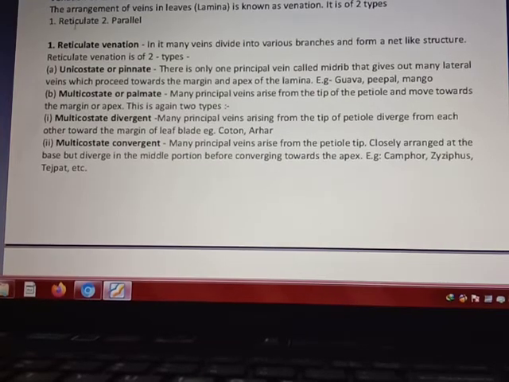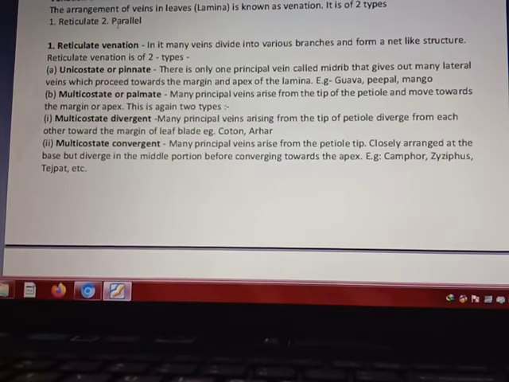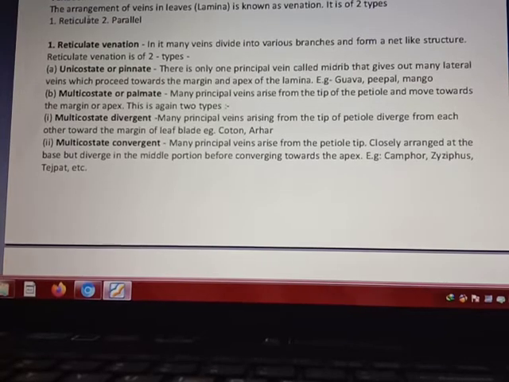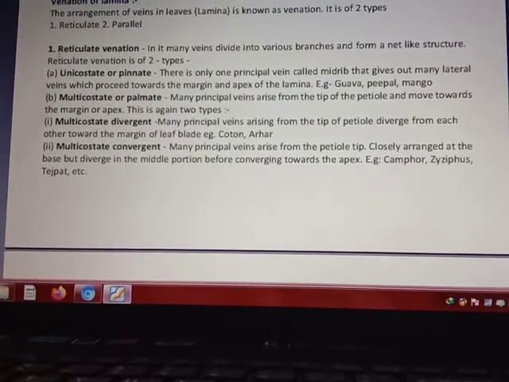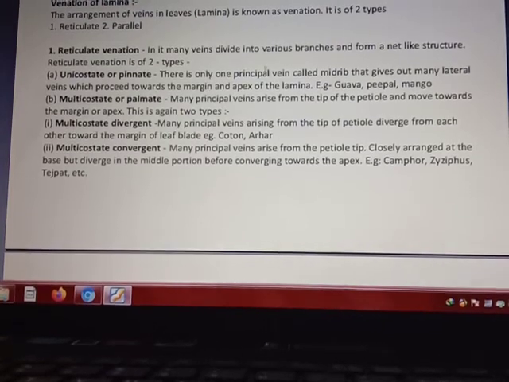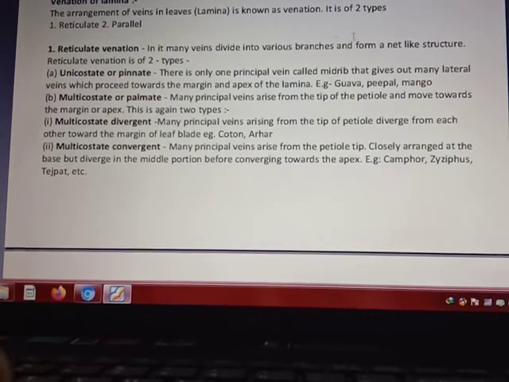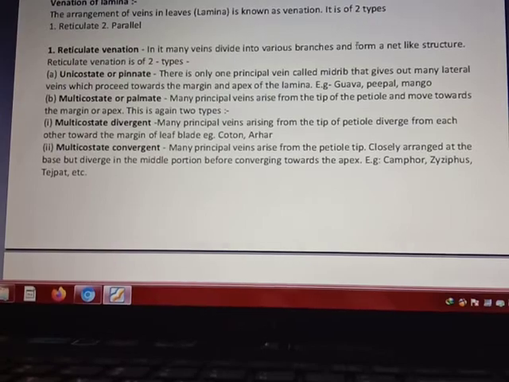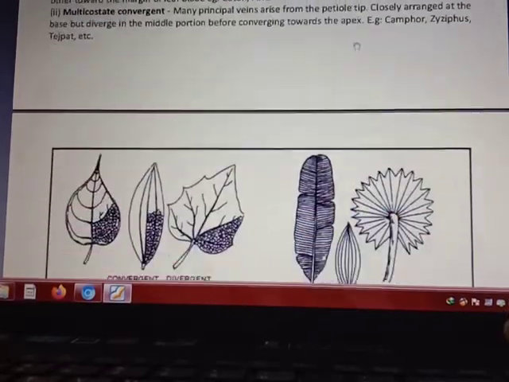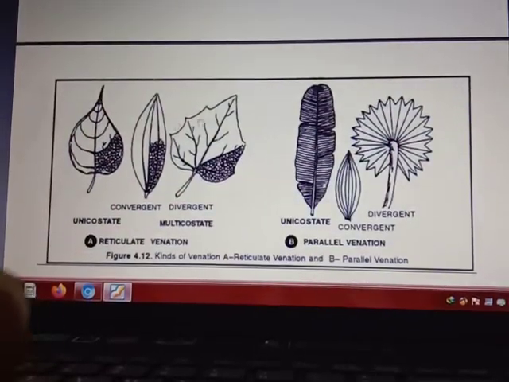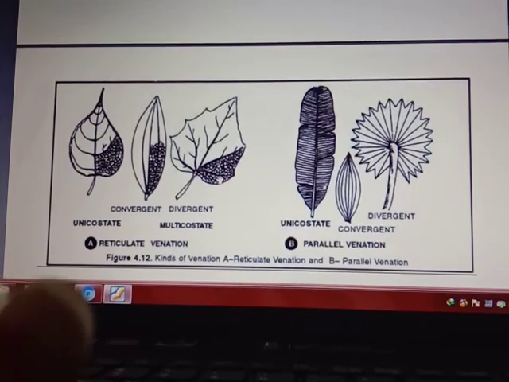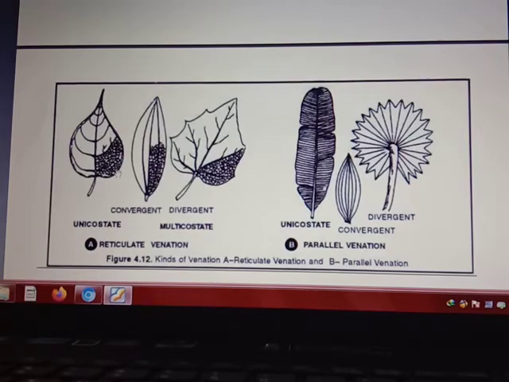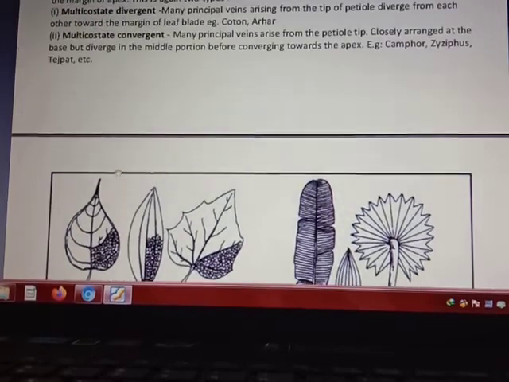One is reticulate, the second is parallel. Further, these are divided into subtypes, so let's see what those are. First, reticulate. In reticulate venation, veins are divided into branches and form a net-like structure. You can see it in this structure also. A network-like structure is formed here, and here also. This is reticulate venation.